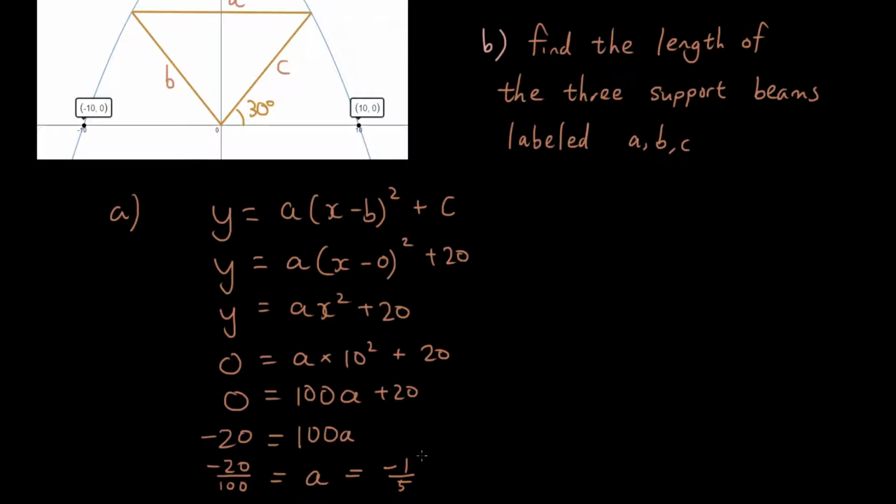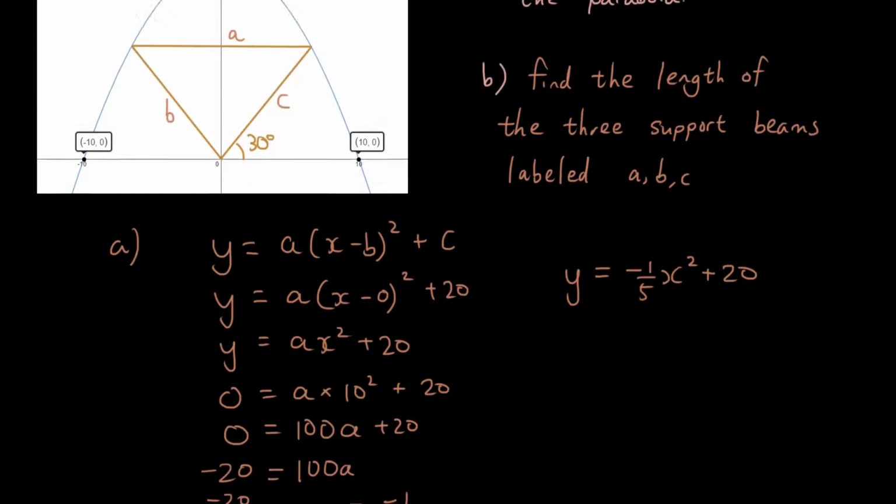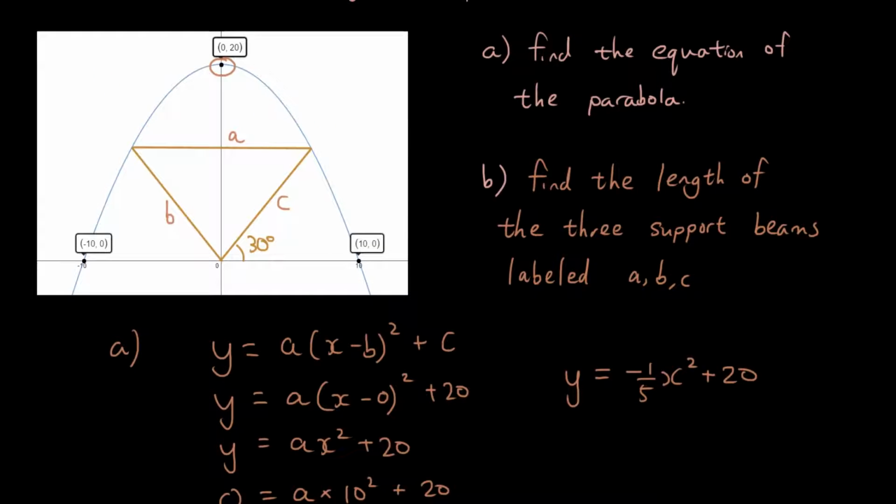Okay, so now you can try to draw this in your graphics calculator. y equals negative 1 over 5 times x squared plus 20, and see if you can get this same graph appearing on your graphics calculator or some sort of graphing program. If you can, then you have found the equation.